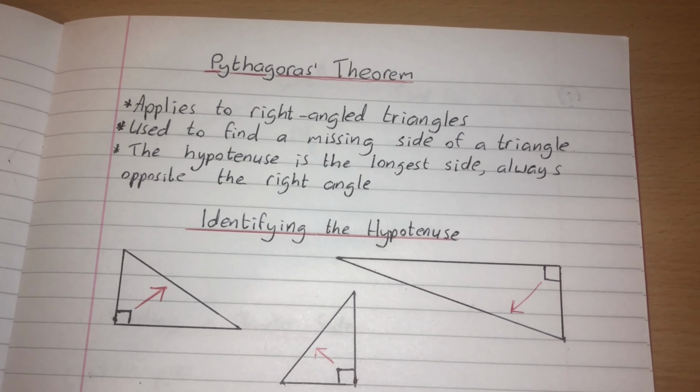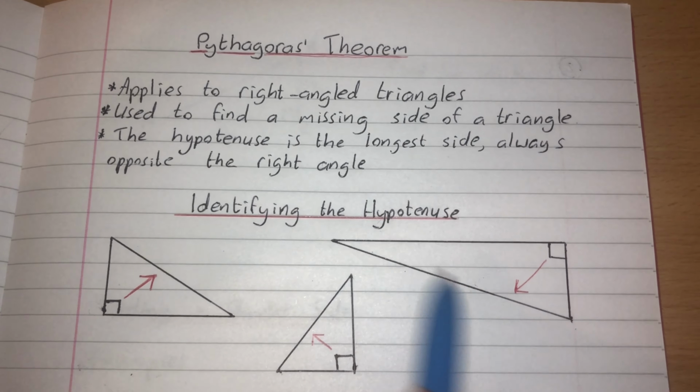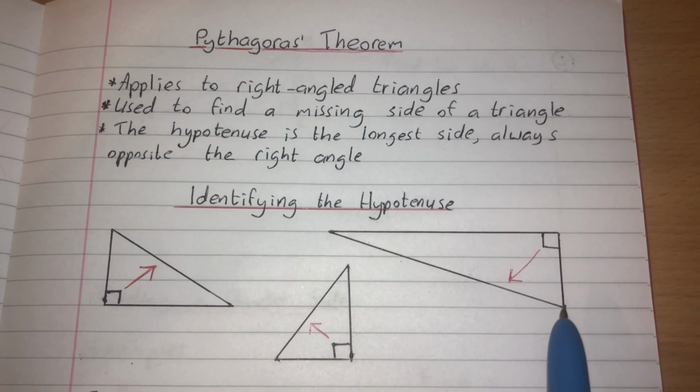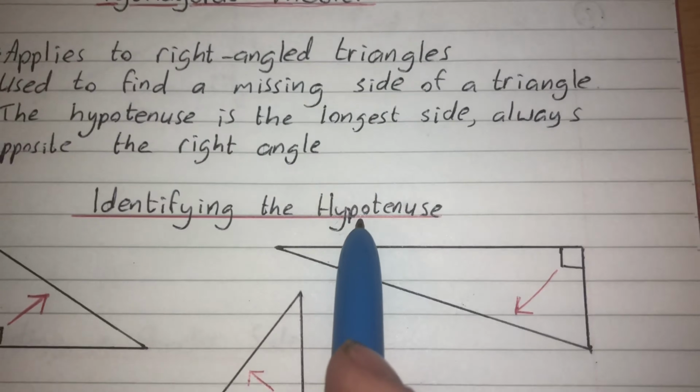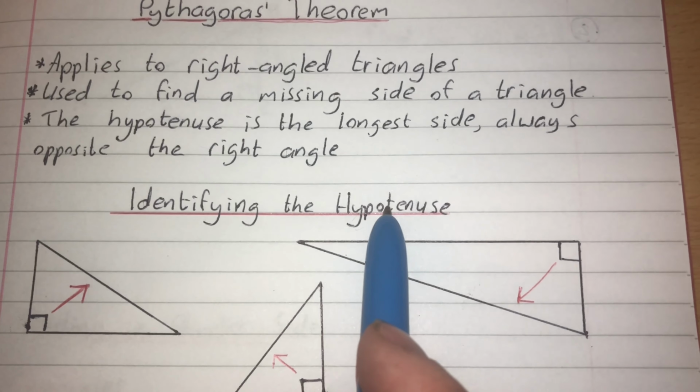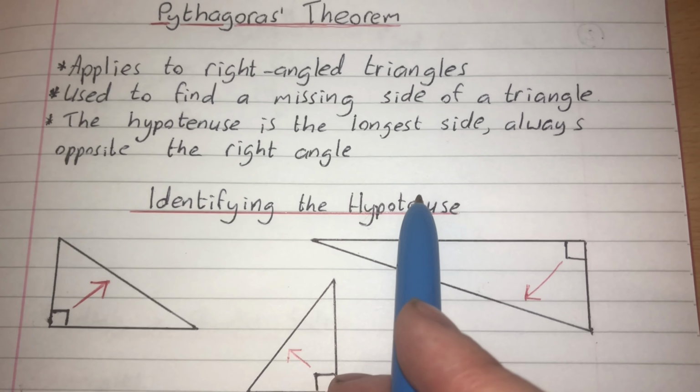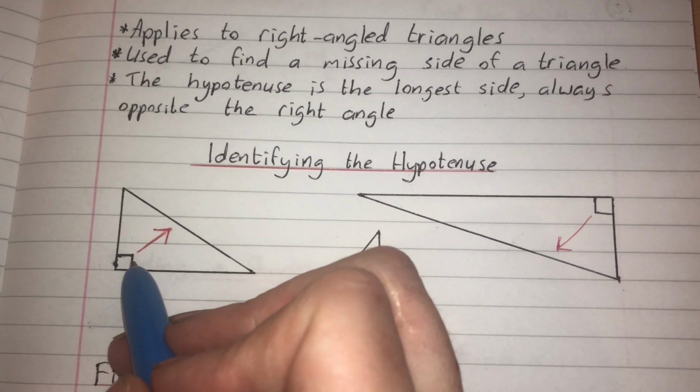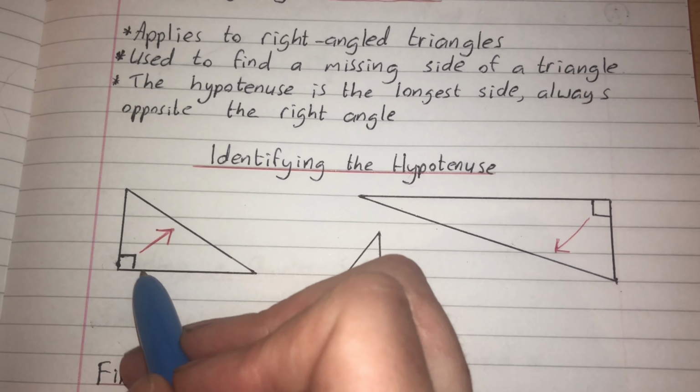And what we're going to look at first is how we identify what's known as the longest side, and is given a special name, the hypotenuse. Okay, so the hypotenuse is quite simply the longest side in a right angle triangle, and an easy way of remembering that is that it is always opposite the right angle.